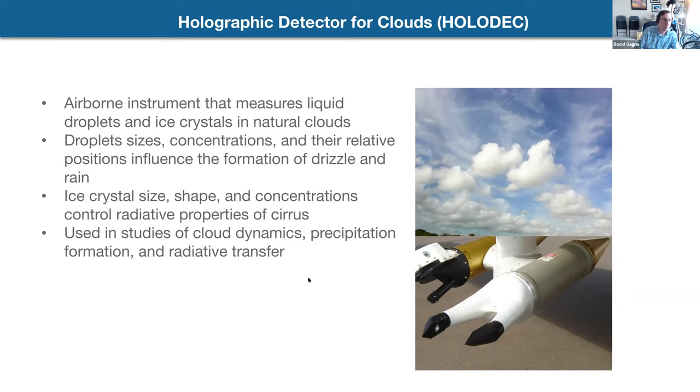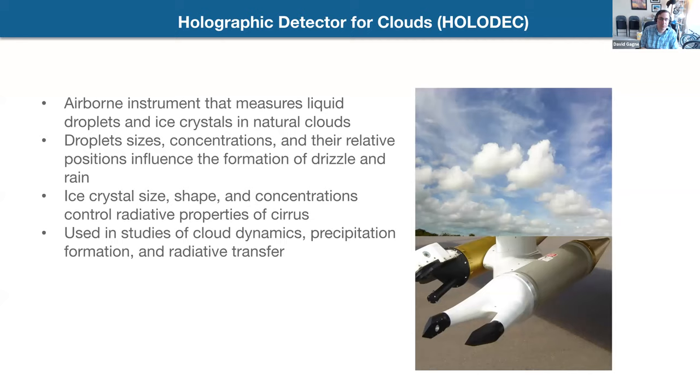And it's important for things like measuring droplet sizes, concentrations, and their relative positions, which influence the formation of drizzle and rain. We also care about ice crystal size, shape, and concentrations, because these control the radiative properties of things like cirrus clouds. And the radiative properties of cirrus clouds are really important for modulating things like climate change and other large atmospheric radiative balance effects. It's one of the biggest uncertainties in our climate models.